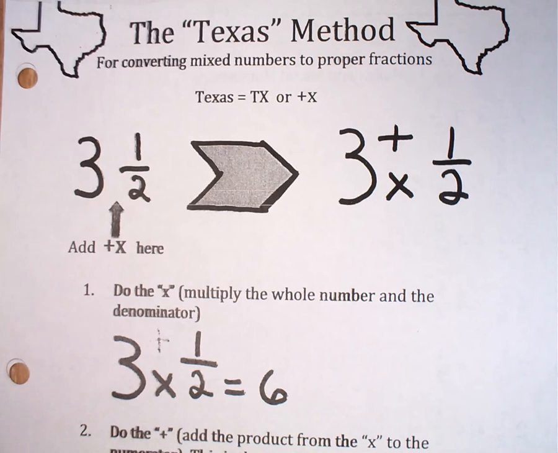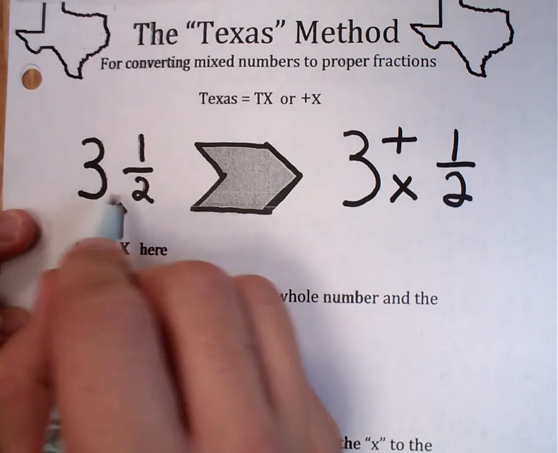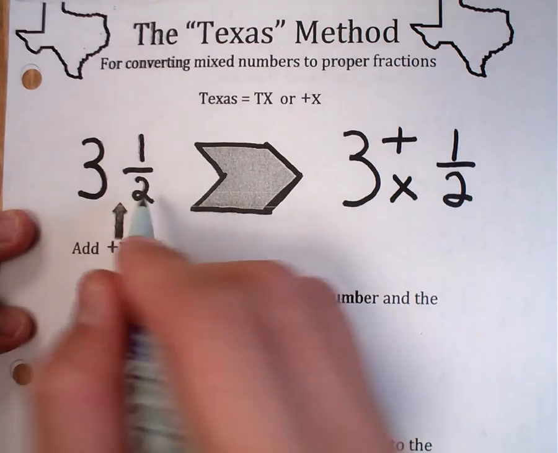All right, here we got the Texas method. This is when you have a mixed number and you want to convert it to an improper fraction. All right, here we go. 3 1/2. So we have 3 1/2 here.